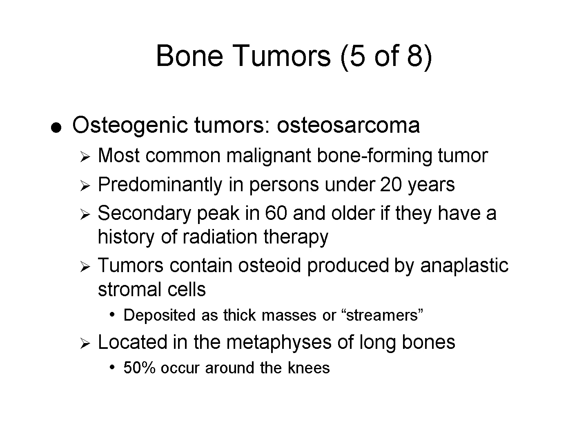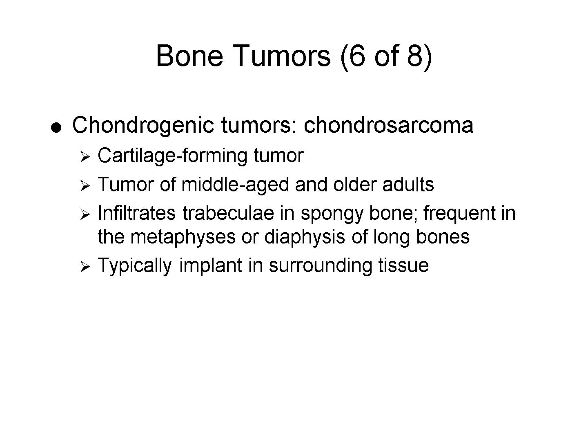Osteosarcoma is the most common malignant bone-forming tumor, mostly affecting people under 20 or those with prior radiation exposure. It often arises in the metaphysis of long bones, especially around the knees. The tumor forms osteoid tissue, seen as thickened masses or streamers. Aggressive chemotherapy and surgery are standard treatments.